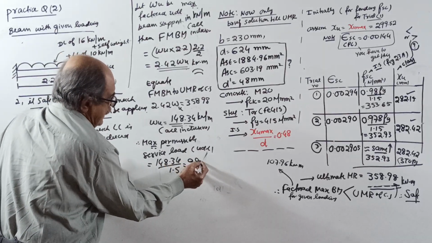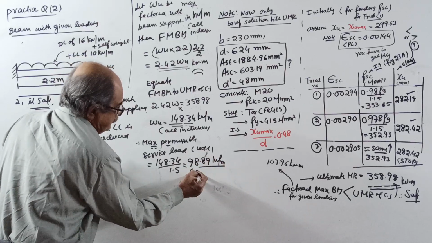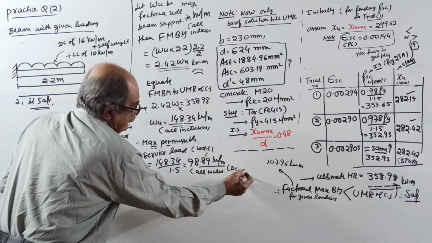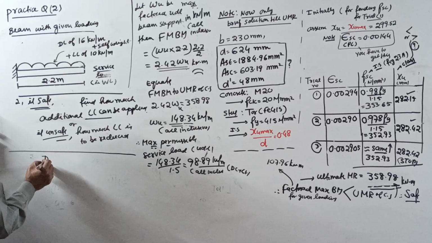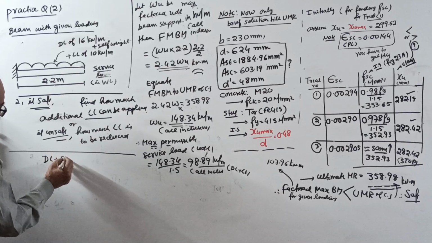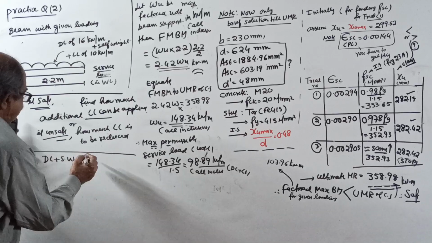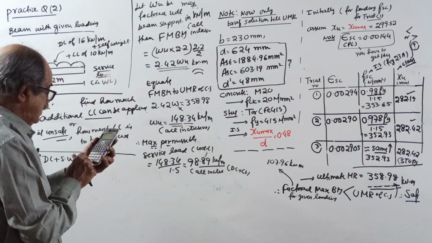98.89 kilonewton per meter. This is once again all inclusive. That is dead load plus live load. Now, see, dead load plus self weight is equal to how much? Dead load is 16. I removed the self weight here. I have to calculate once again.